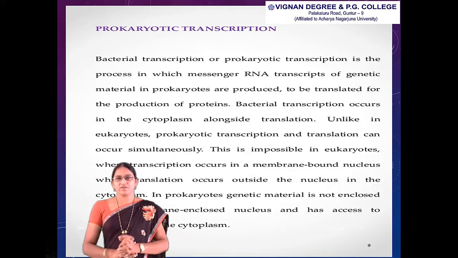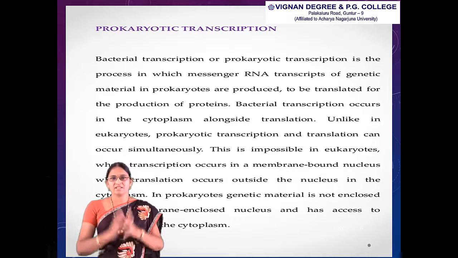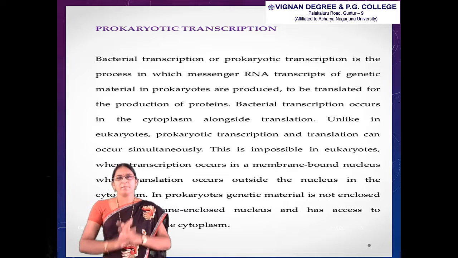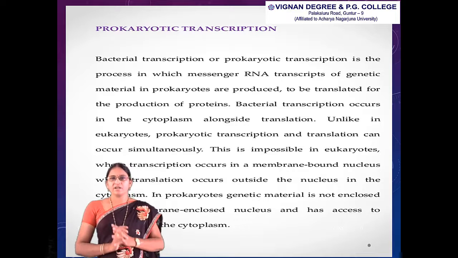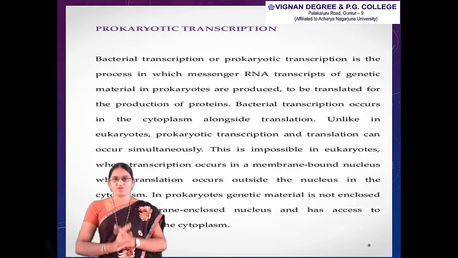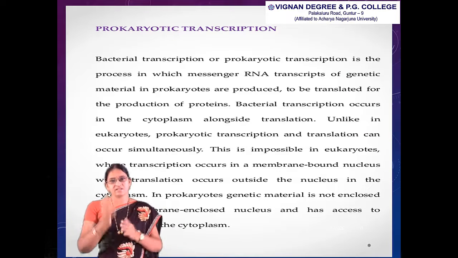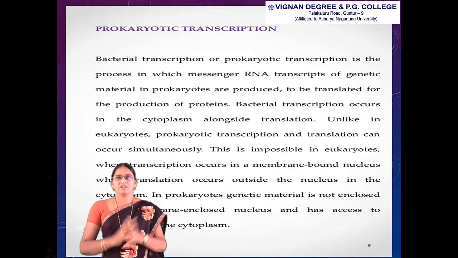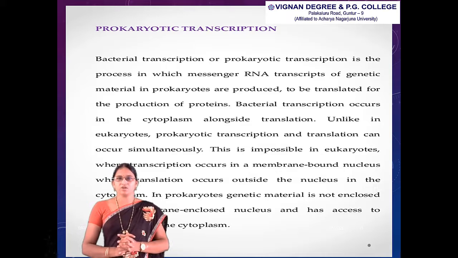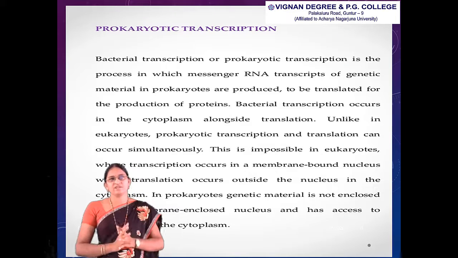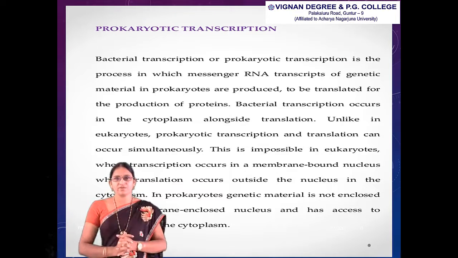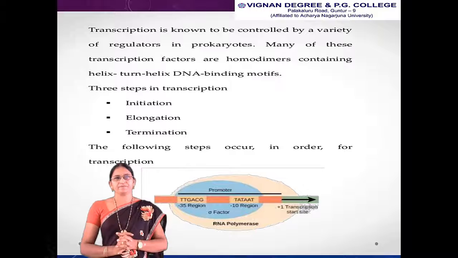as translation. Whereas in eukaryotes, the synthesis of RNA occurs in the membrane-bound nucleus, and then those RNAs enter the cytoplasm, where the translation process occurs. This is not seen in prokaryotes. Why? Because there is no specific membrane-bound nucleus. The nucleoid is present, which is dispersed in the cell cytoplasm.